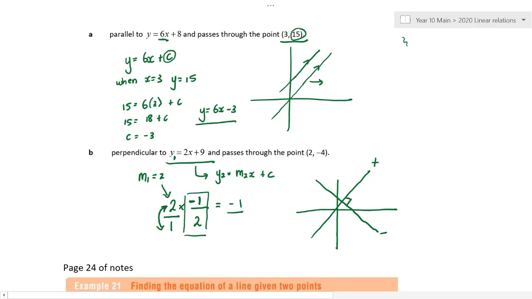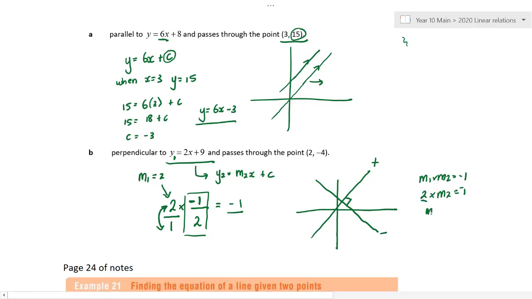How else could we do it algebraically? Well, we could say that m1 times m2 is -1. We know what m1 is. 2 times m2 is equal to -1. Can you see there that I've got 2 times m2? Let's divide both sides by 2.